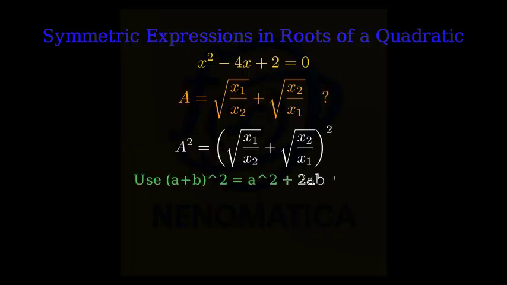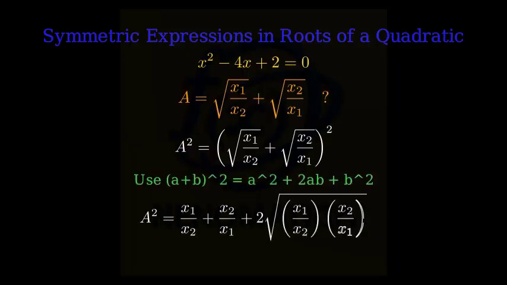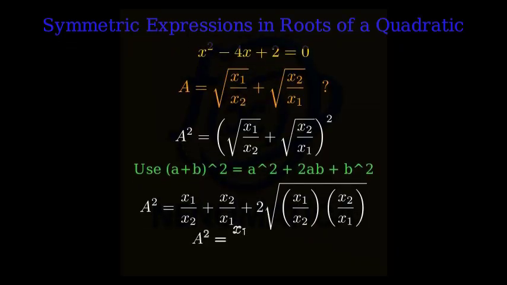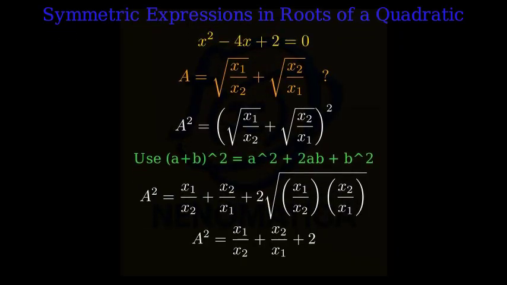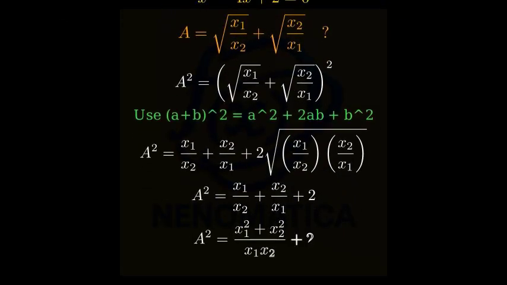Step 2. Expand using the formula. A plus b squared equals a squared plus 2ab plus b squared. That gives x sub 1 over x sub 2 plus x sub 2 over x sub 1 plus 2 times the square root of the product. Step 3. Inside the radical, the fractions cancel to 1. The square root of 1 is 1. So a squared equals x sub 1 over x sub 2 plus x sub 2 over x sub 1 plus 2. Step 4. Combine the two fractional terms over a common denominator, x sub 1 times x sub 2.